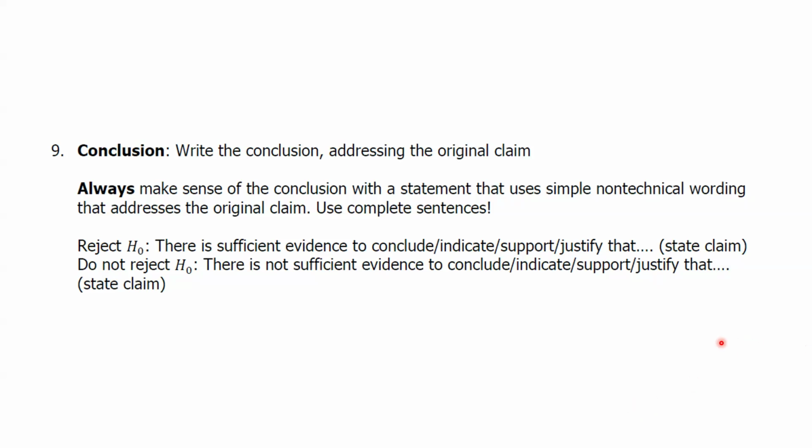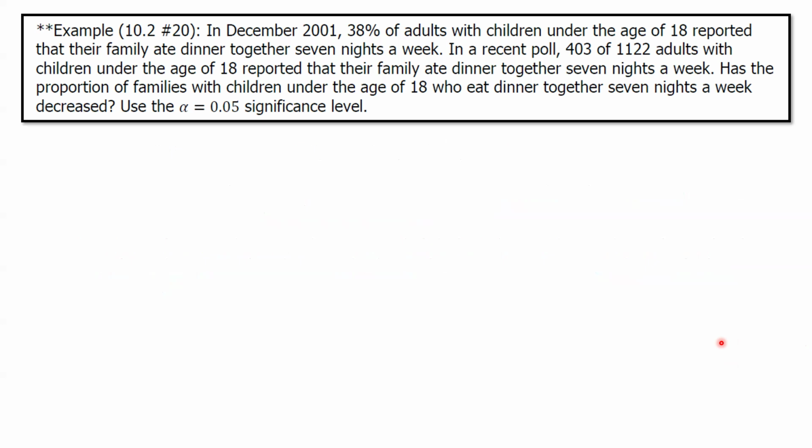All right. I think we're ready for some problems. So our first example. In December of 2001, 38% of adults with children under the age of 18 reported that their family ate dinner together 7 nights a week. In a recent poll, 403 of 1,122 adults with children under the age of 18 reported that their family ate dinner together 7 nights a week. Has the proportion of families with children under the age of 18 who eat dinner together 7 nights a week decreased? Use the alpha equals 0.05 significance level.